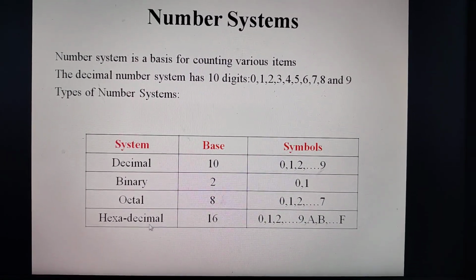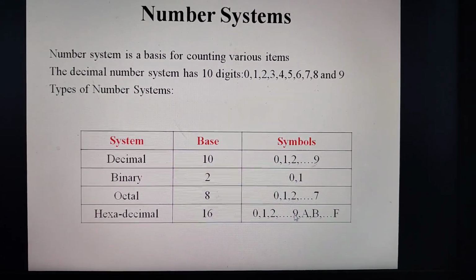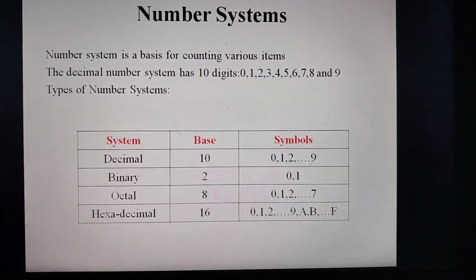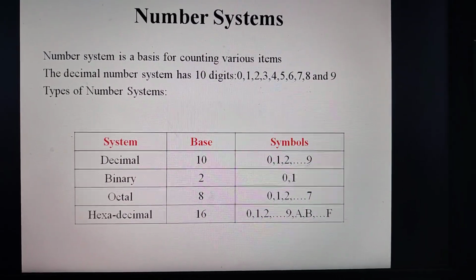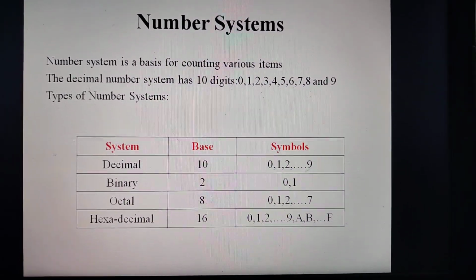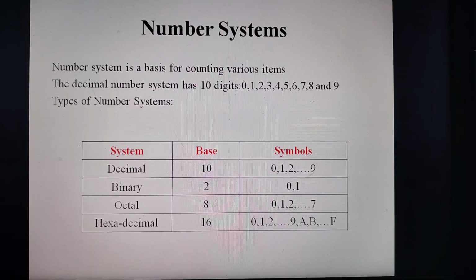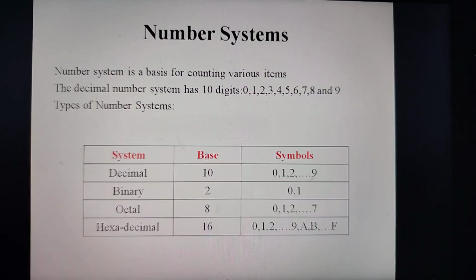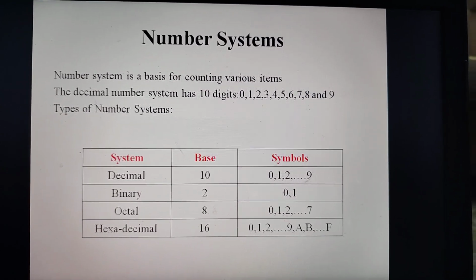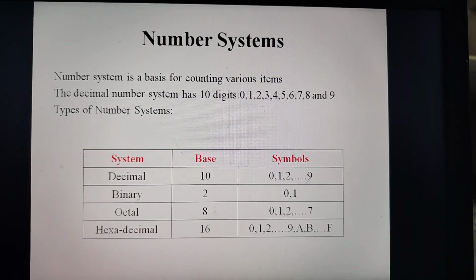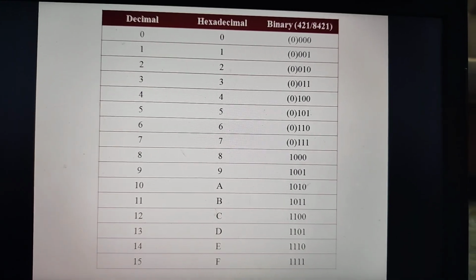And hexadecimal has 16 values, in which we have the values from 0 to 9, and the 10th value is taken as A, 11 is considered as B, 12 as C, 13 as D, 14 as E, and 15 as F. Totally 0 to 9 numbers, and for 10 to 15 it is replaced with uppercase alphabets A to F. So we have 16 values, and the base value of hexadecimal is 16.